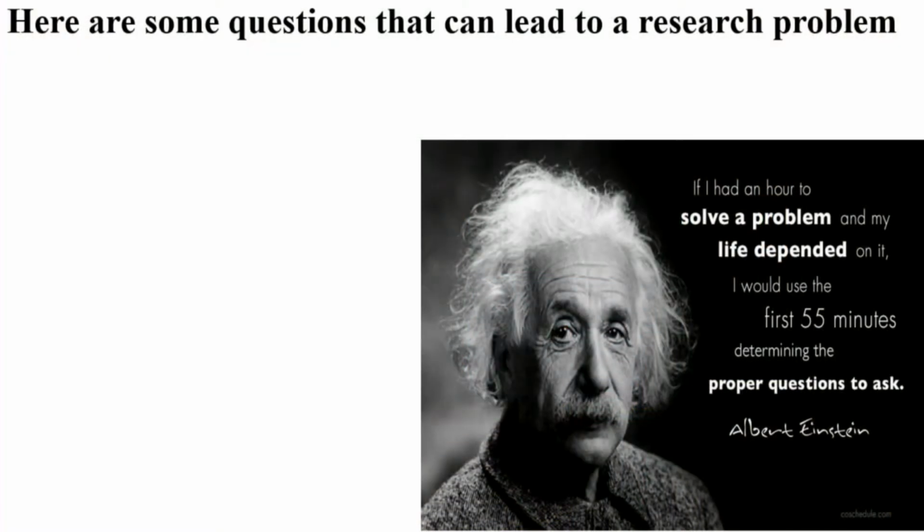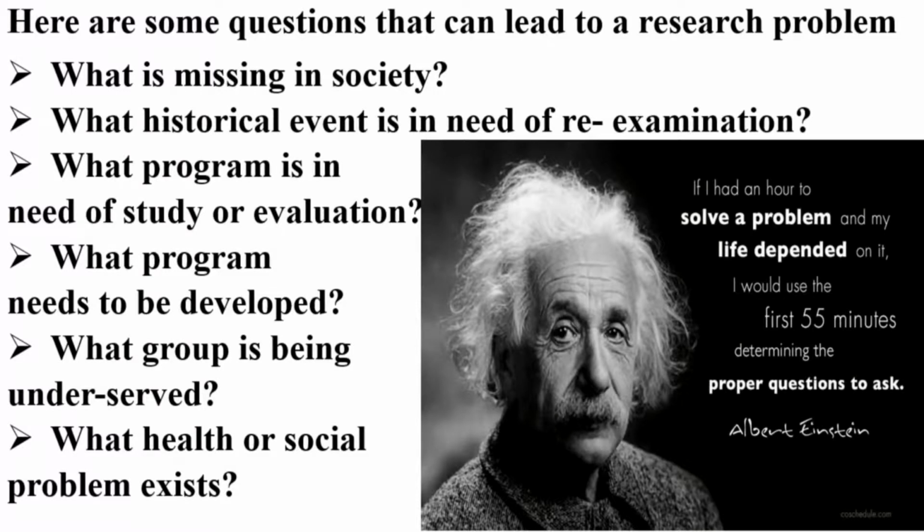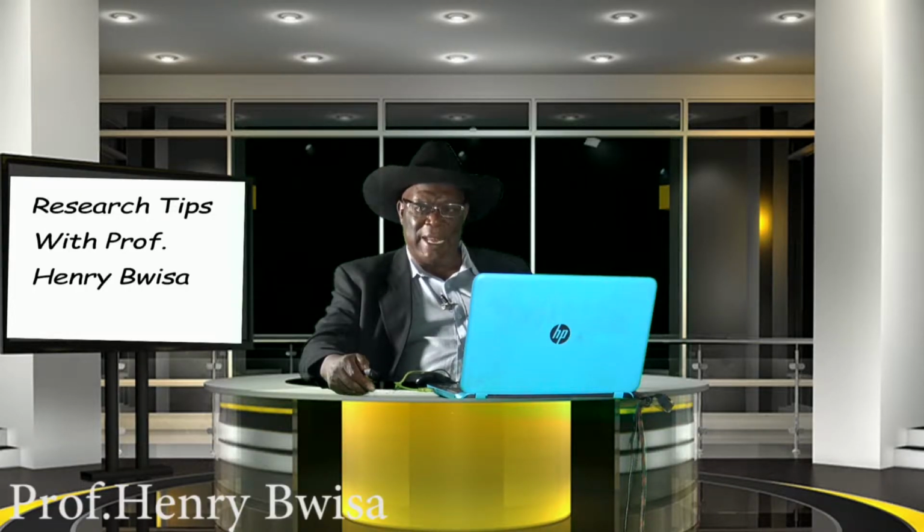Now, Albert Einstein said, quotations that are extremely useful. 1, what is missing in society? That's a question that you ask that can lead to a research and a research problem. What historical event is in need of re-examination? Take Kenya, for example. We have political problems, and we tie them to the land problem. What are the historical issues on land that should be solved if our politics has to move on?